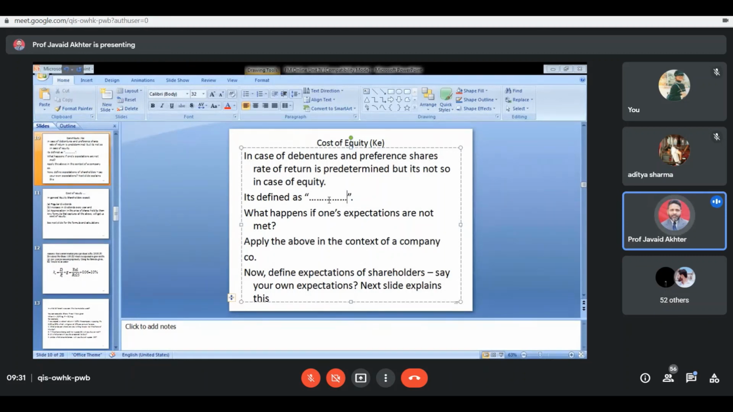If you are investing in an equity share, you expect something. It can be defined as the expectation of a shareholder. I consider all of you as shareholders. So what is your expectation? You will express your expectation in terms of a percentage. What will be your expectations? Write your expectation in the chat box in the form of a percentage. 2%, 10%, 13%, 14%, any percentage, write in the chat box. Okay.